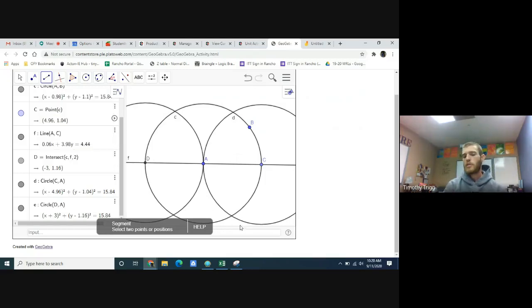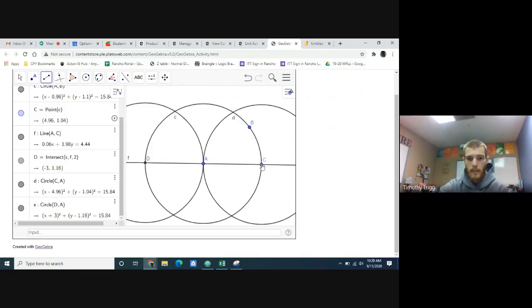Now, I want you to take a moment and see if you can spot where the regular hexagon would go. Okay, pause the video now. See if you can spot what things you need to connect in order to make the regular hexagon. Okay, I'll give you a moment to do that. All right, hopefully you've taken the time to try to figure that out.